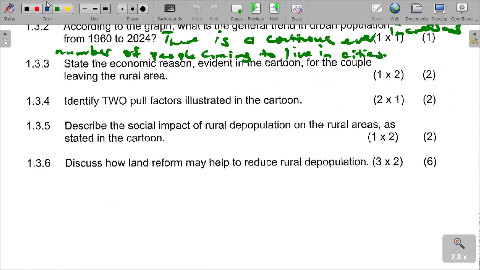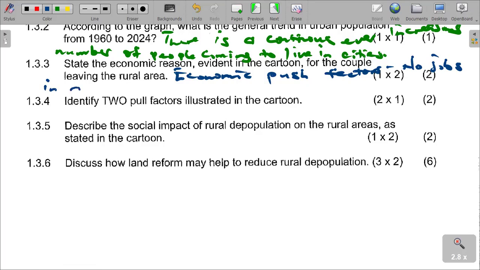Economic push factors, which we talk about: no jobs in rural areas. I already showed you that the cartoon is showing that. And then we also talk about an expectation of better salaries.